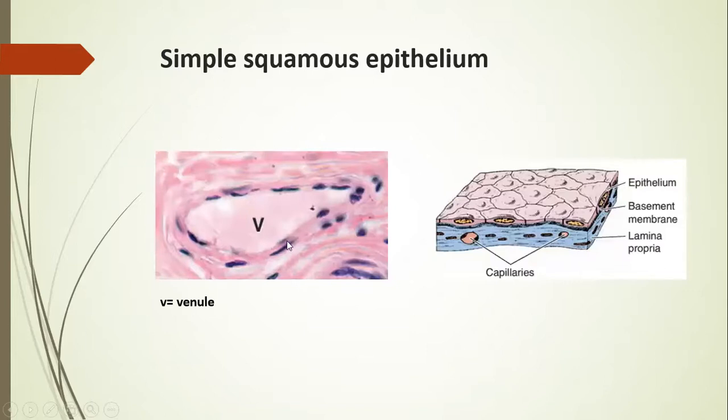In this image on the left side, this is a histological section seen by light microscopy, and we see a section of a venule, and in the venule we have simple squamous epithelium. These dark structures are the nuclei of the squamous cells. Here, this is a schematic diagram for the simple squamous epithelium, basement membrane, lamina propria, and the glandular tissue, and the capillaries, which are also lined by simple squamous epithelium.